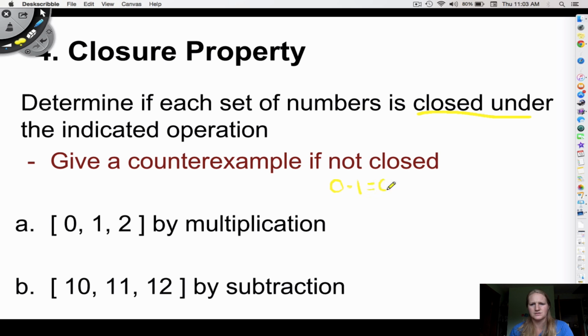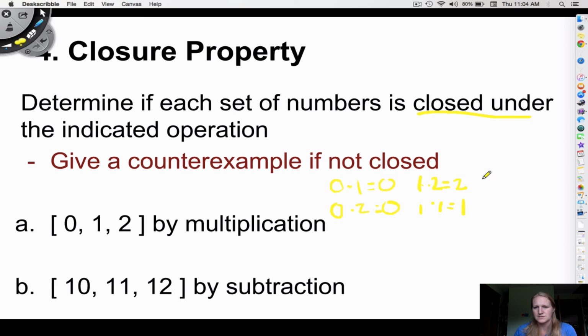0 times 1 is 0. So is 0 one of these numbers in the set? The answer is yes. 0 times 2 will also give us 0. So these are all supporting the fact that this is a closed statement. 0 times 0, also 0. What about 1 times 2? 1 times 2 is 2. There we go. What about 1 times 0? We already did, it is 0. What about 1 times 1? That will give us 1, which is also in our answer.